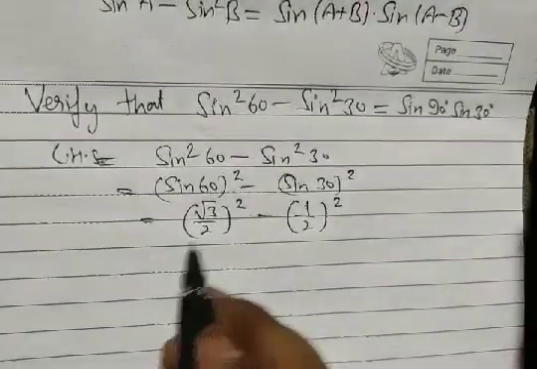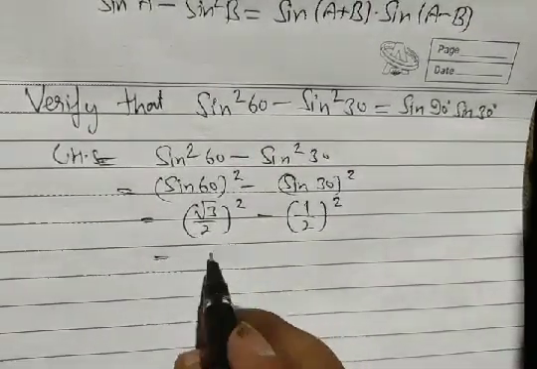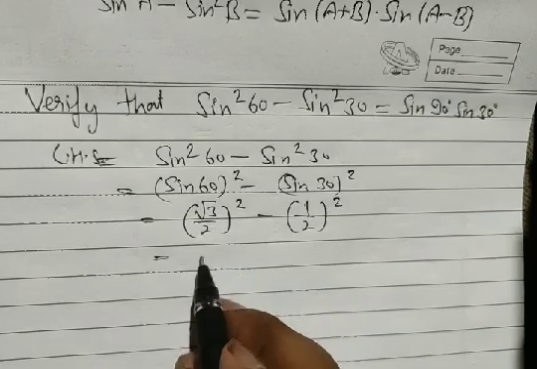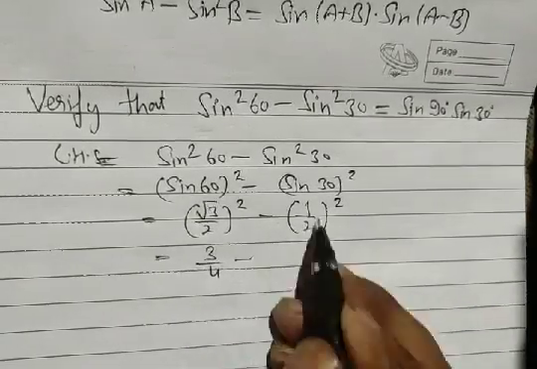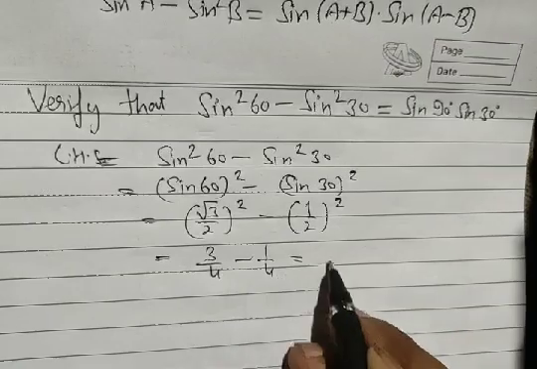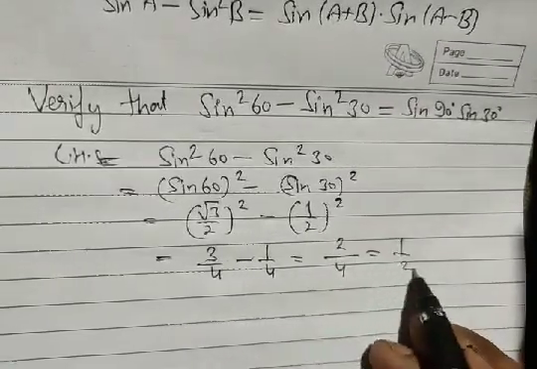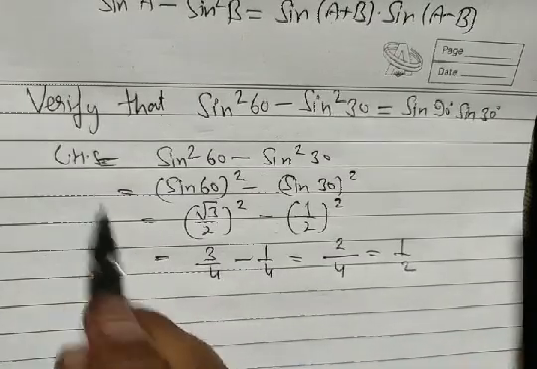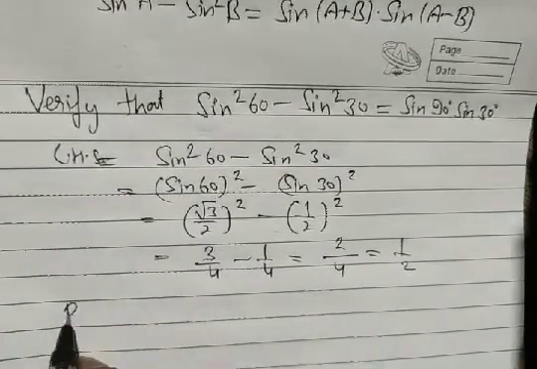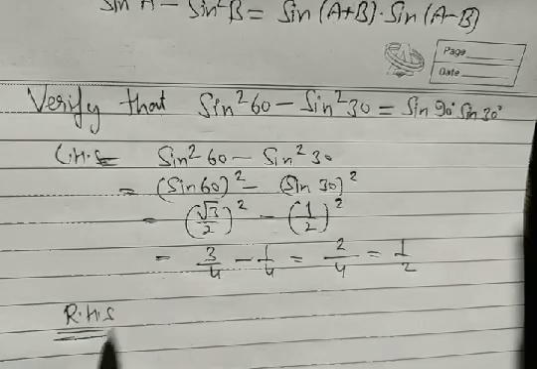Now what do we get here? Root 3 upon 2 squared is 3 upon 4. It is 1 upon 4. Taking LCM, we get 2 by 4, then we get 1 by 2. The value of the left hand side is 1 by 2. Now we move to getting the value of our right hand side.